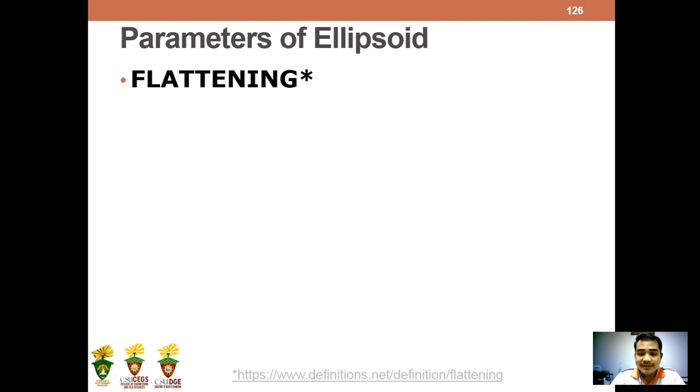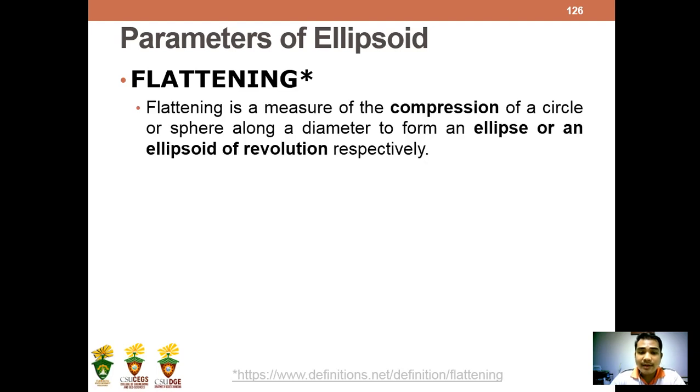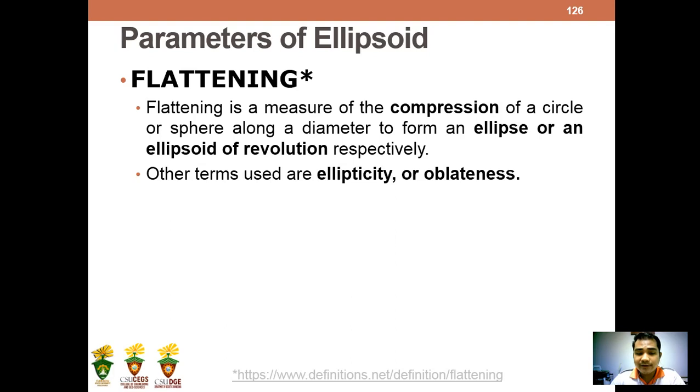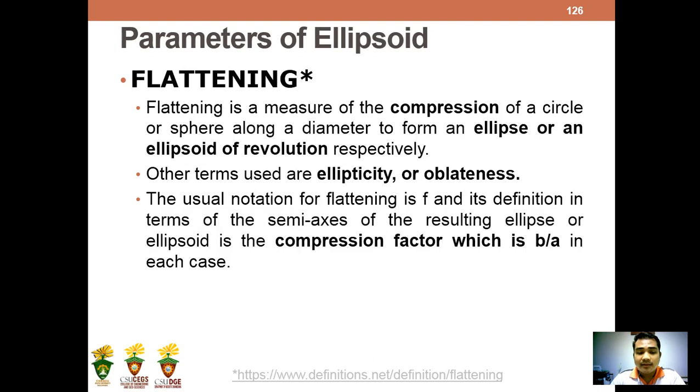Alright, so the first parameter for an ellipsoid is what we call flattening. Flattening is the measure of compression. So the key word here is compression. It is the measure of compression of a circle or a sphere along a diameter to form an ellipse or an ellipsoid of revolution, respectively. Other terms for flattening are ellipticity and oblateness. The usual notation for flattening is small letter f. That is the denotation for flattening.